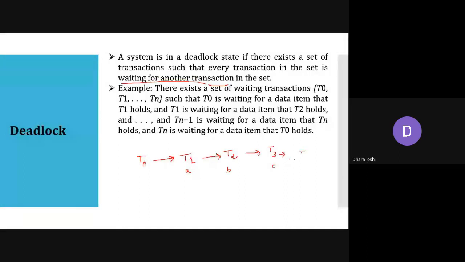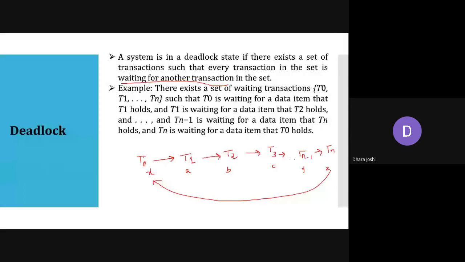transaction Tn minus 1 is having data item Y and it is waiting for data item Z, which is acquired by Tn. And Tn is waiting for the data item, like here X, which is acquired by T0. So that here it will be a cycle.